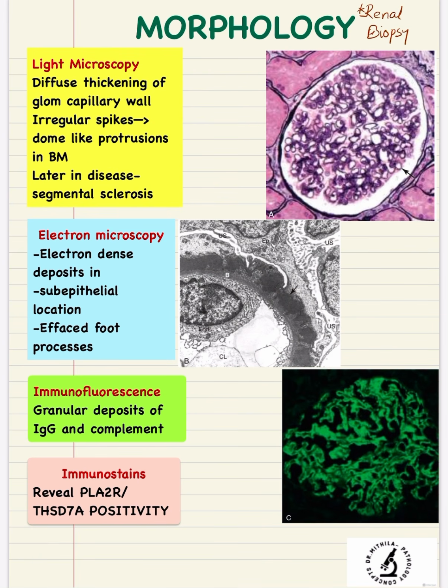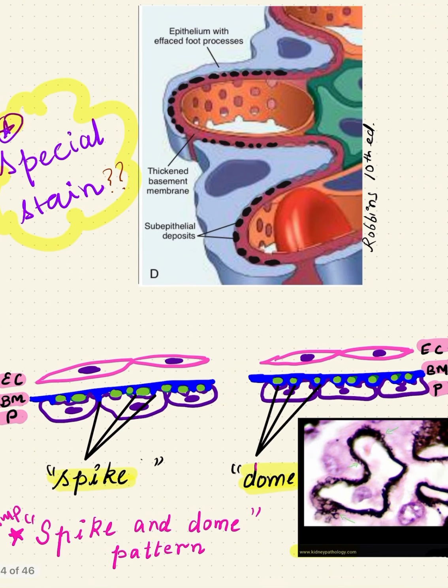This can be better demonstrated with a special stain like the silver methenamine stain, which will stain the basement membrane. With the silver stain, the spikes and domes are seen in the basement membrane. So how are these formed? Here we have a look.